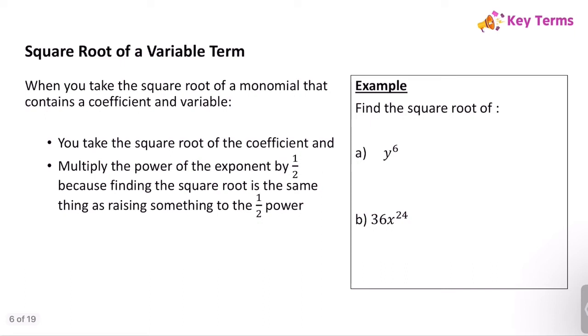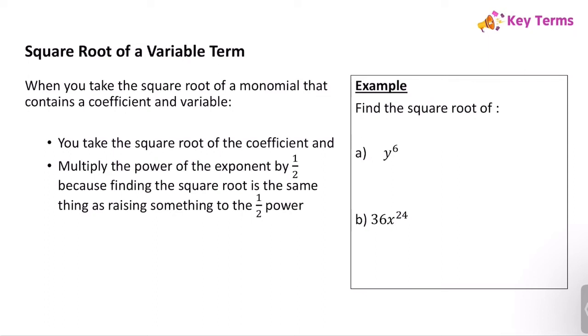So to use the difference of squares, you need to find the square root of a variable term. Okay, so I just want to quickly go over how to do that. So when you take the square root of a monomial that has a coefficient and a variable, remember that we work with coefficients separately from the variables. So the coefficient, you just take the square root like you normally would. Okay, so whatever that number is, just take the square root of it.